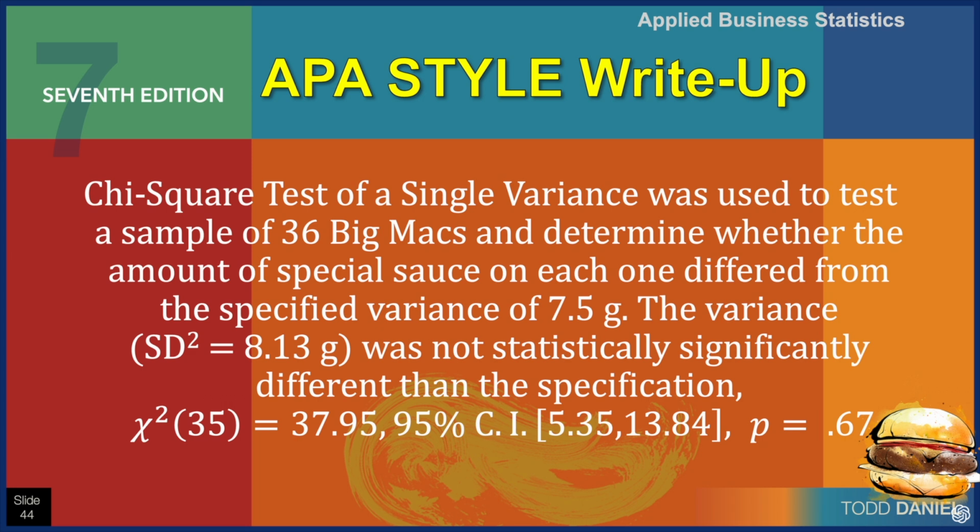The variance in store 1 was not statistically significantly different than the 7.5 gram specification for distributing special sauce: non-significant, failed to reject the null hypothesis. And I could write this up in APA style to explain what I did and what I found.